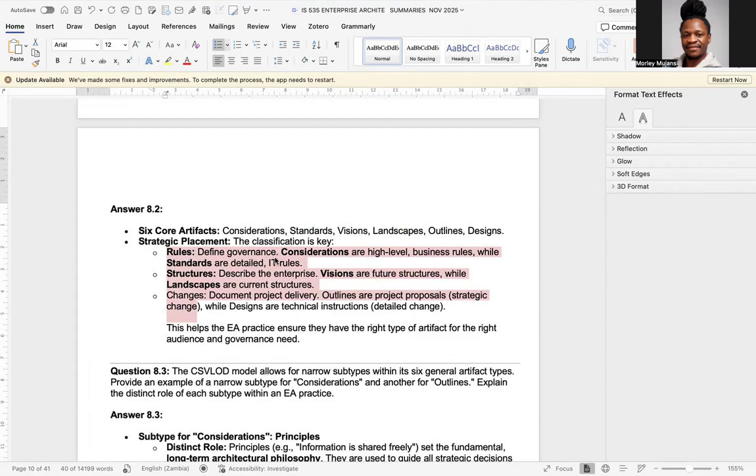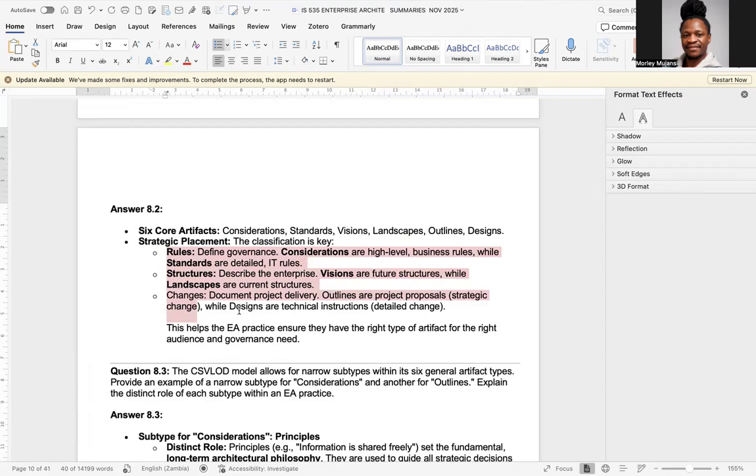Okay, so for the rules, we are saying these rules define governance. So considerations are high-level business rules, while standards are detailed IT rules. That's the difference. And then the structures, you describe the enterprise. Okay, the structures will define the enterprise, and then the visions are the future structures, while landscapes are the current structures. The changes, these document project delivery, such as outlines. Outlines are project proposals.